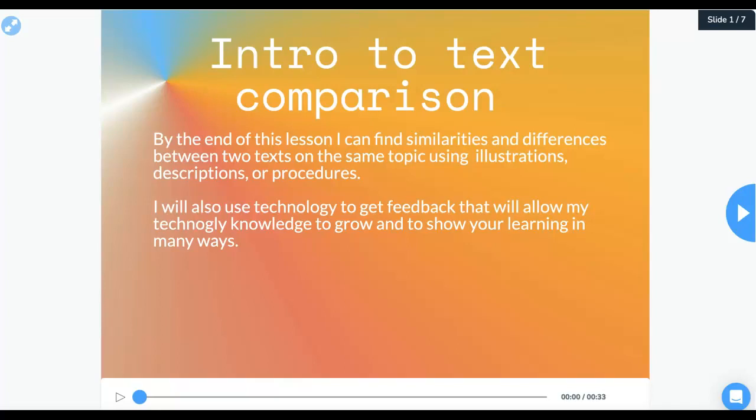Students will also use technology to seek feedback that informs and improves their practice and to demonstrate their learning in a variety of ways. The students' goals based on the content standards are shown on this first slide here. They are the I can statements.